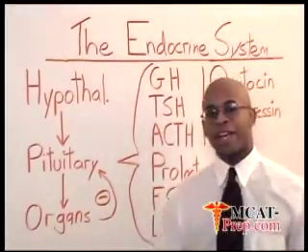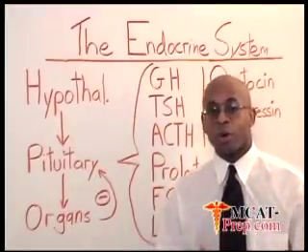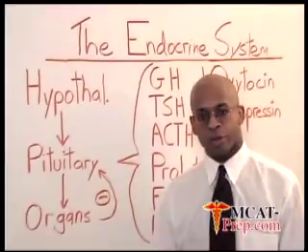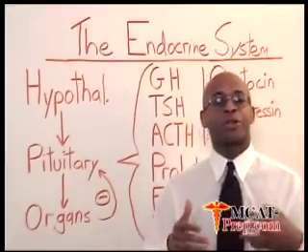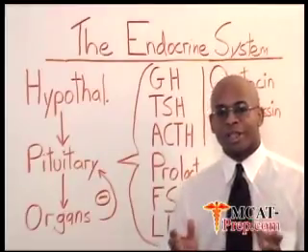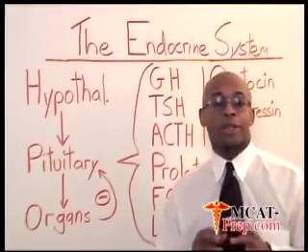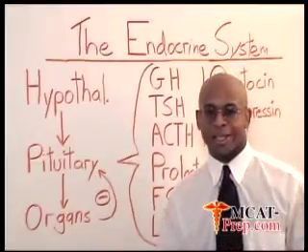Next on our list we have ACTH. ACTH is adrenocorticotropic hormone. So adrenocorticotropic hormone clearly would go to the adrenal gland. The adrenal gland is located on top of the kidney. So you have two kidneys, so you have two adrenal glands.